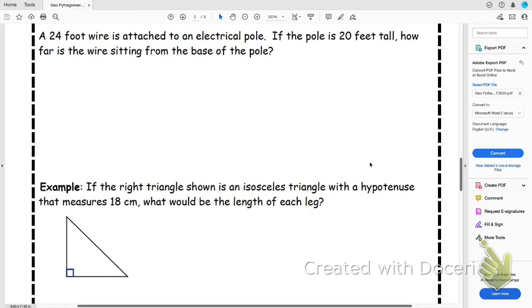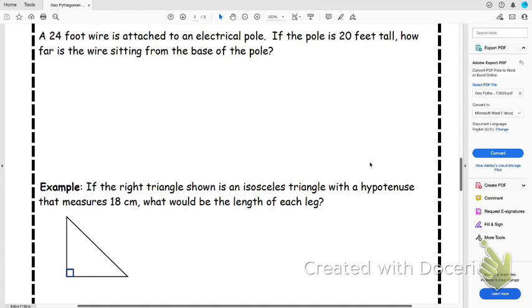Okay, so the reason why these are here is I want you to know that right triangle geometry is actually one of the most commonly used, because it's practical. So the next one says a 24-foot wire that attaches to an electrical pole.